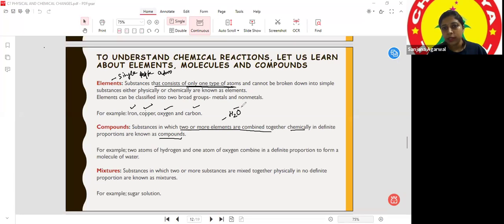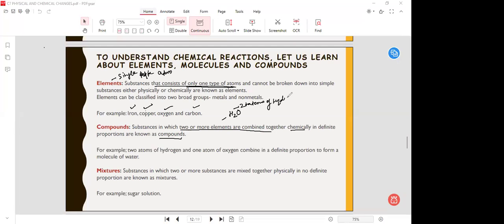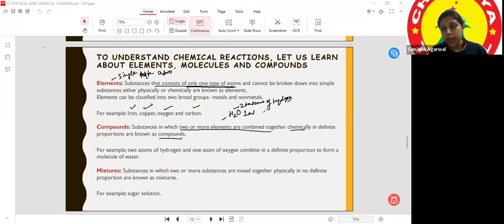That means two atoms of hydrogen, and a single atom of oxygen. This is a definite proportion, and wherever water is present, one molecule of water will always have two atoms of hydrogen and one atom of oxygen. This is a definite proportion. This will be called a compound, not the mixture of chalk and water, not the mixture of vinegar and baking soda. No, these will not be a compound. These can be called mixtures.